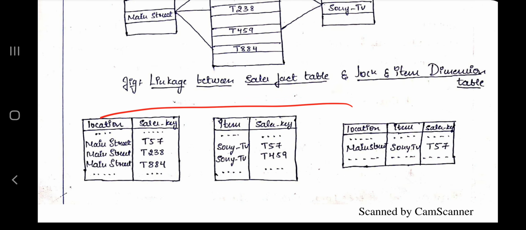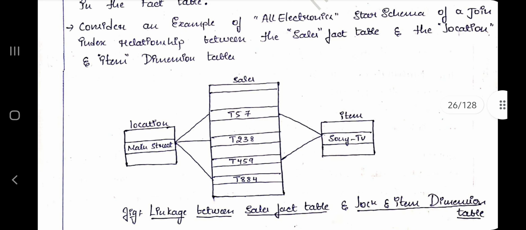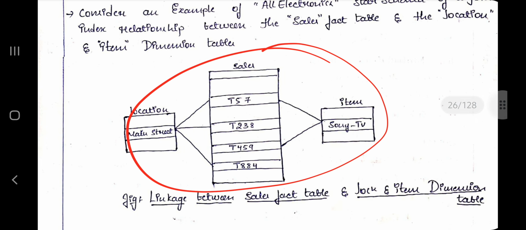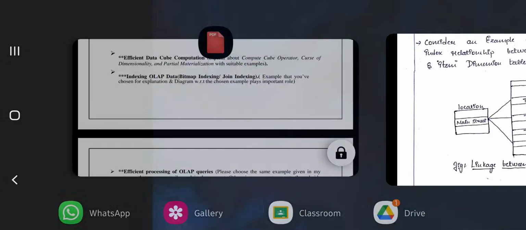Okay, just remember this table and this diagram, and write the theory in your own words. Easily you can write. Sit peacefully and write it. Easily you can get it. But make sure you go through the whole PDF at least once. Okay, let's move on to the next question.